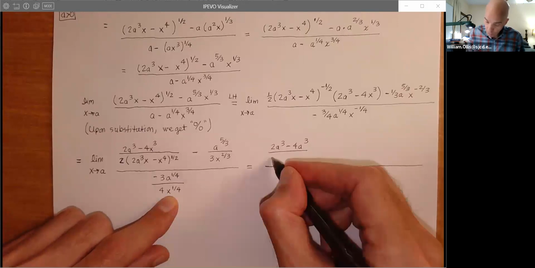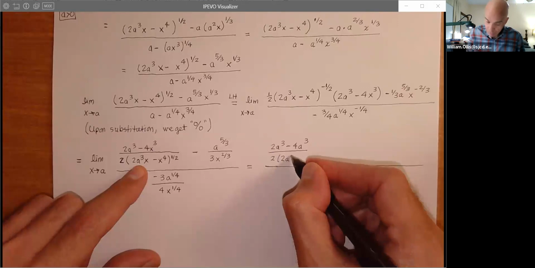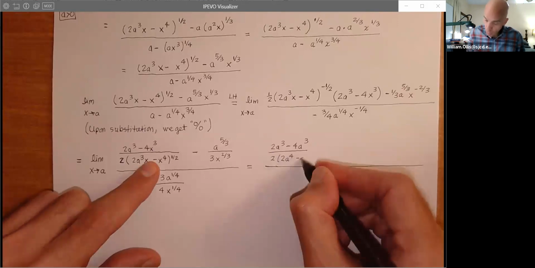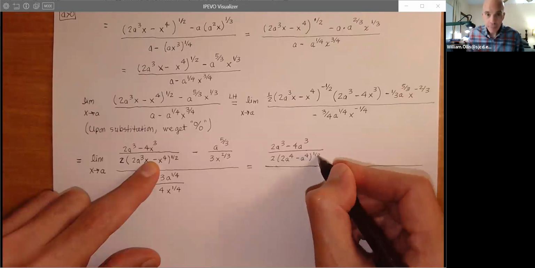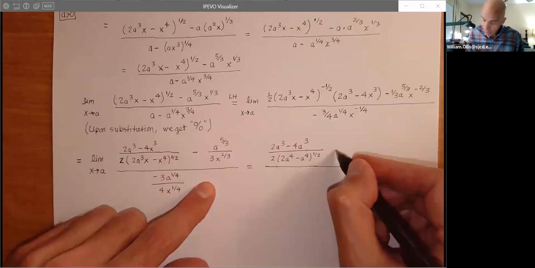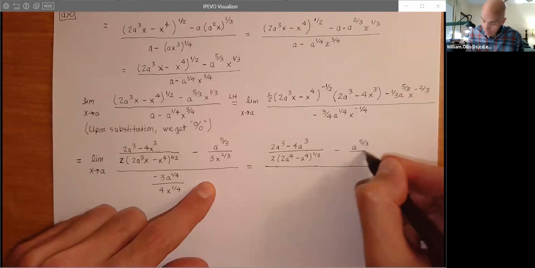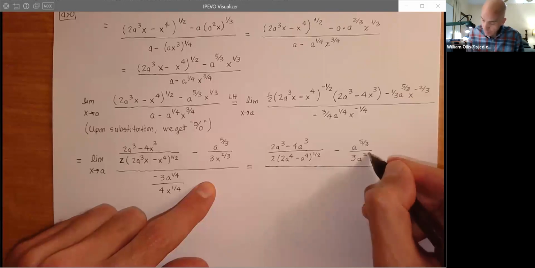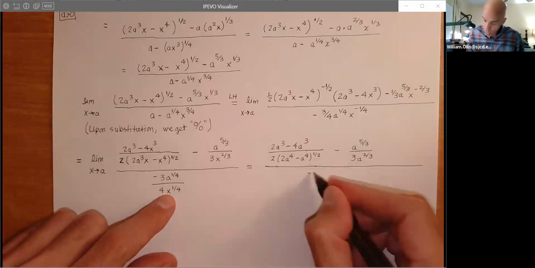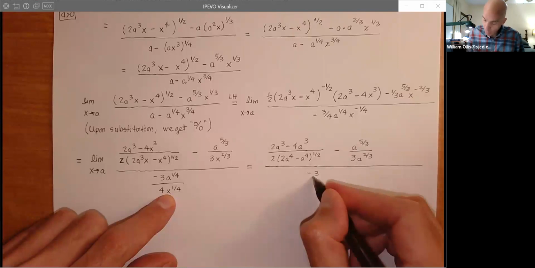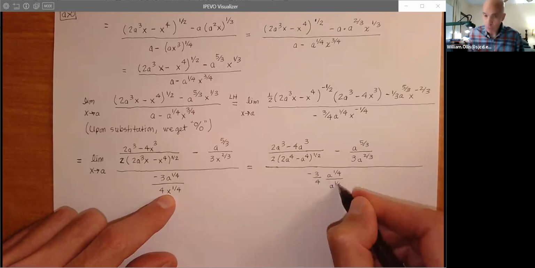So now we have 2, and then we have 2a to the 4th minus a to the 4th to the 1/2. And then, of course, here we have a to the 5/3, 3a to the 2/3. And then, of course, downstairs, we have a negative 3/4, and then we have an a to the 1/4 divided by a to the 1/4. So that's just going to reduce to negative 3/4.